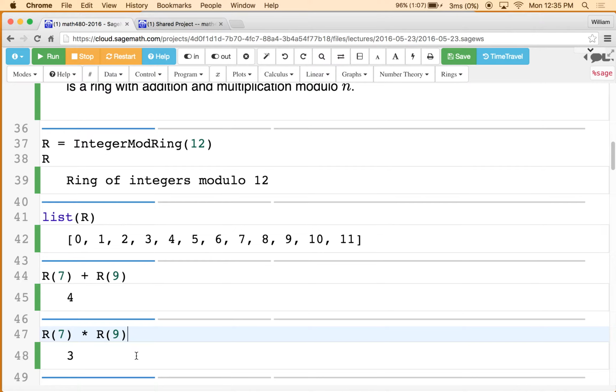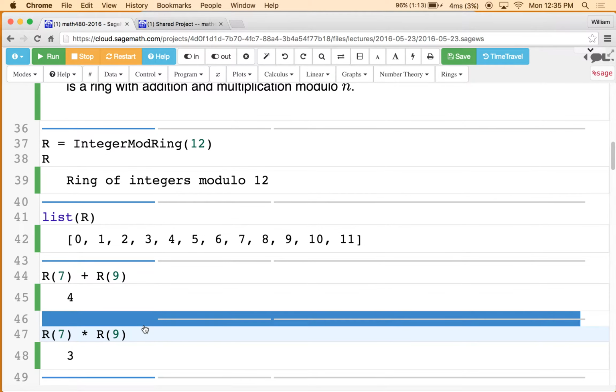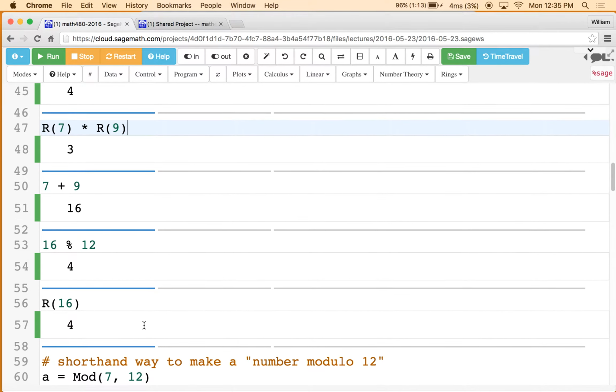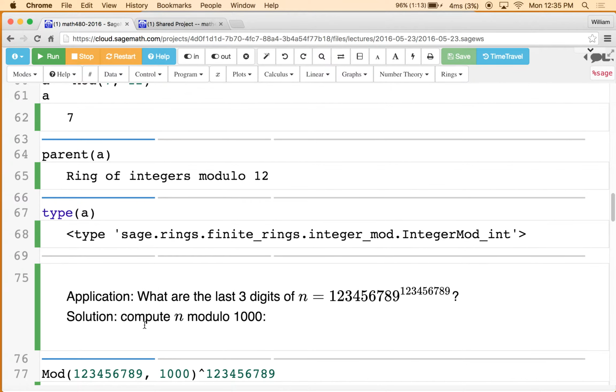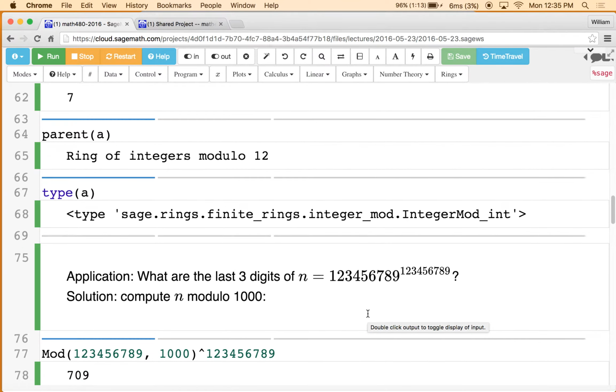There's one really surprising, subtle thing about the ring of integers modulo n, which is absolutely critical for every single crypto system that we'll talk about, really every public key crypto system that's built on number theory. And that is, skipping down a little, you can compute powers very efficiently.